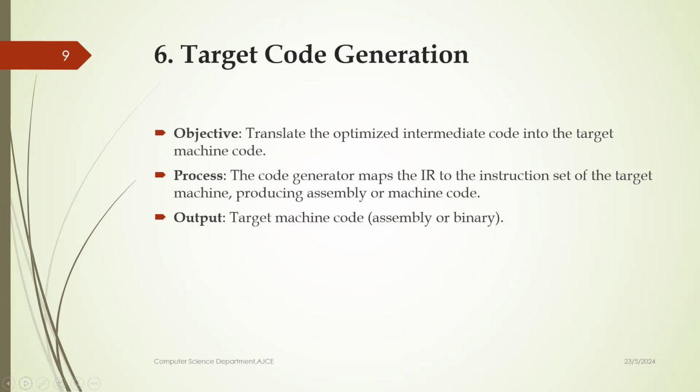The final phase is target code generation. The objective here is to translate the optimized intermediate code into the target machine code. During this phase, the code generator maps the intermediate representation to the instruction set of the target machine, producing assembly or machine code. The final output of this phase is the target machine code, presented as either assembly or binary code.